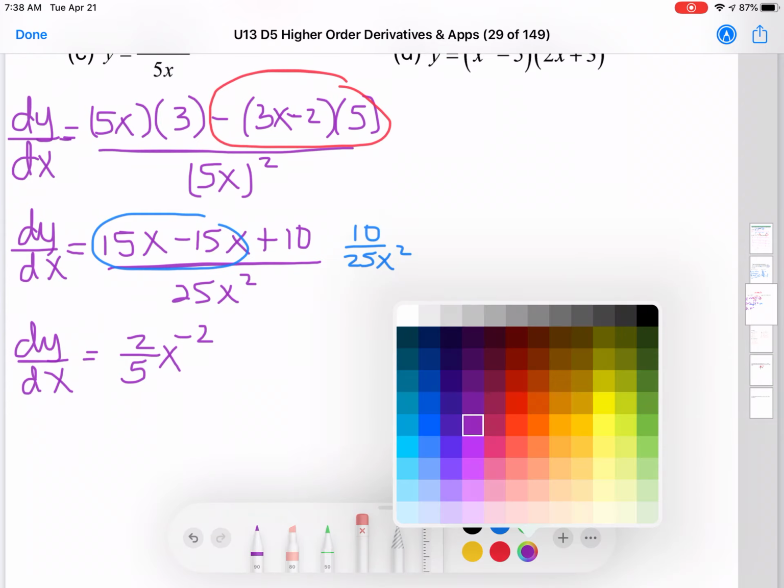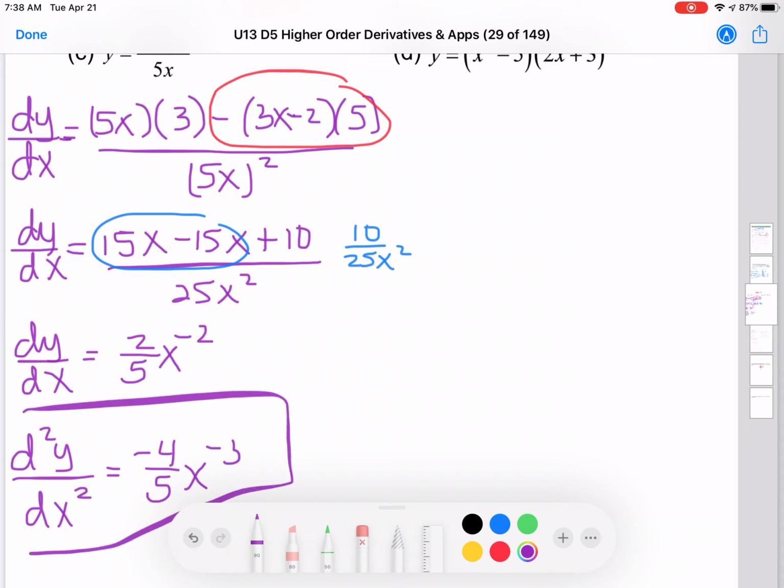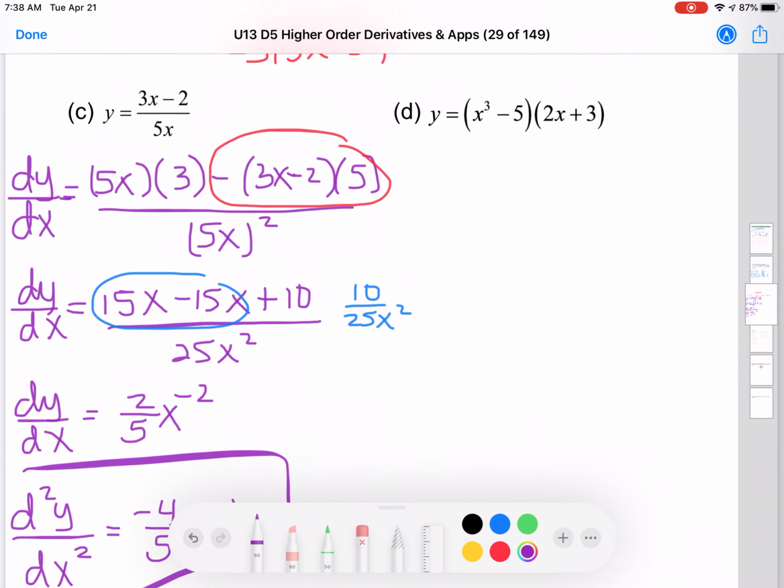Okay, so now let's do our second derivative. And we could just use the power rule. So negative 2 times 2/5 is negative 4/5 x to the, decrease the power by 1. And there is my second derivative. Okay, so a little bit of yesterday's lesson mixed in with this. All right, let's do the next guy.